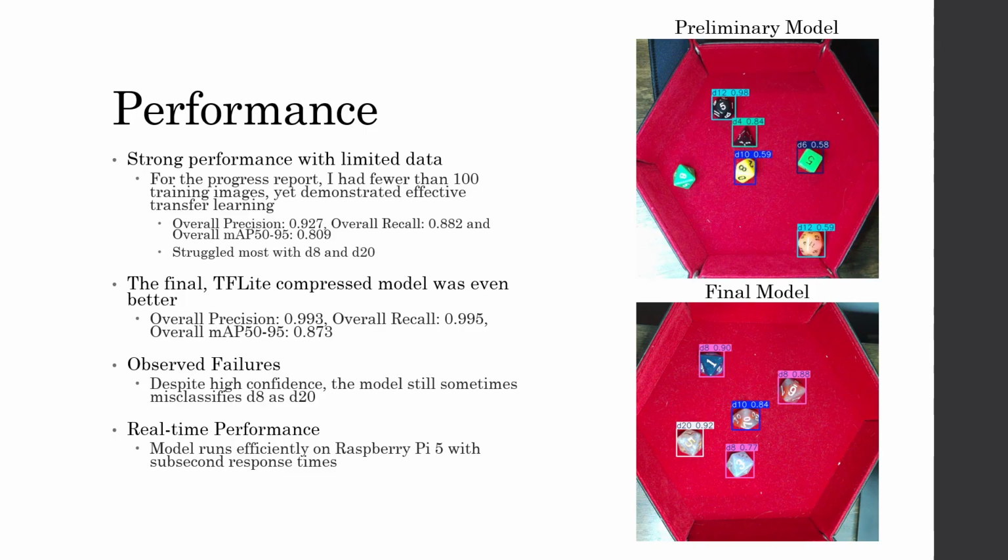top image here. The final model, on the other hand, was trained with 300 images, and the result on the held out data set of 40 images was very good. The overall precision was 0.993, recall was 0.995, and the mAP 50 to 95 was 0.873. As shown in the bottom image, the predictions were more confident, we did not miss any dice, but we did still misclassify one D8 as a D20.